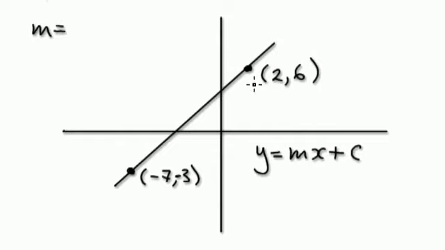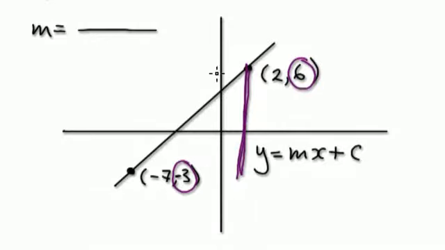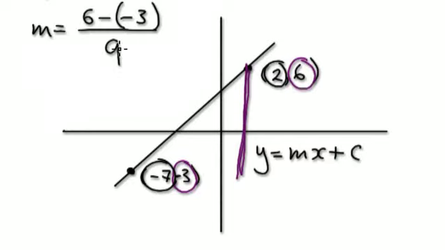So the gradient will be, well, we need the height. The height here, later on we will divide it by the width. So the height will be, I'm just going to get this, take away this. Okay. So it will be 6 minus, and then minus 3. So 6 take away negative 3. Okay. And then I'm just going to get this, take away this. So it will be 2 minus 7. So that would be 9.